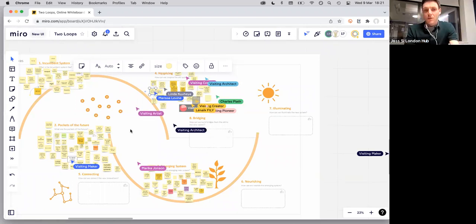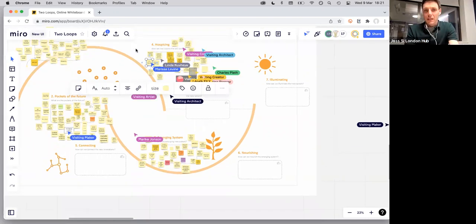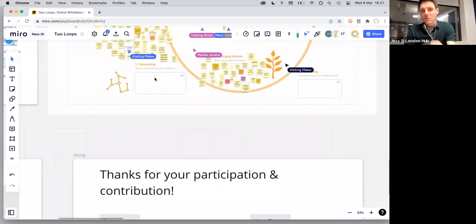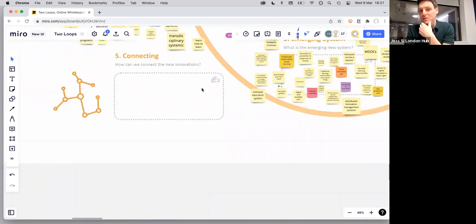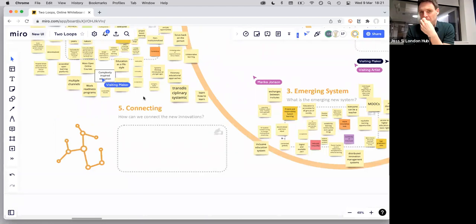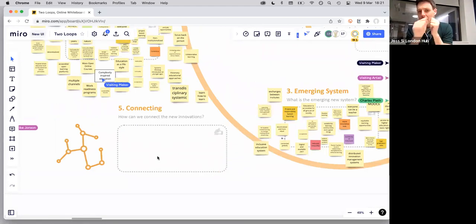So we were talking about the hospicing and enabling the old to transition. And here we're talking about connecting. How can we connect the new innovations? So this would be like creating spaces for them to come together. Let's have a little think about this one. We've just got a few minutes left. How are we going to connect these new innovations?